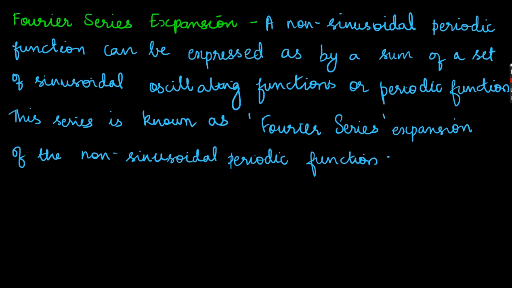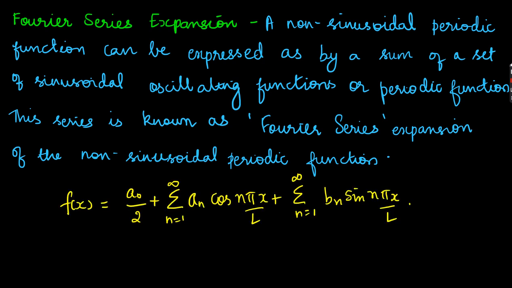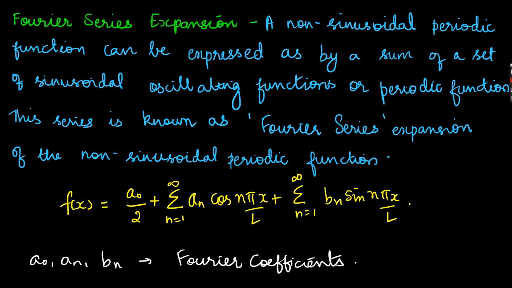A non-sinusoidal periodic function can be expressed by a sum of a set of sinusoidal oscillating functions or periodic functions. This sum of oscillating periodic functions is known as Fourier series expansion. It is given as f of x is equal to a naught by 2 plus summation n is equal to 1 to infinity a n cos n pi x by L plus summation n is equal to 1 to infinity b n sin n pi x by L, where a naught, a n and b n are the Fourier coefficients.